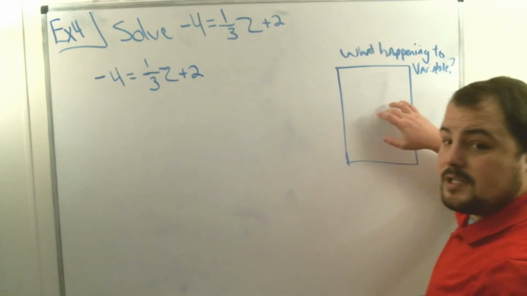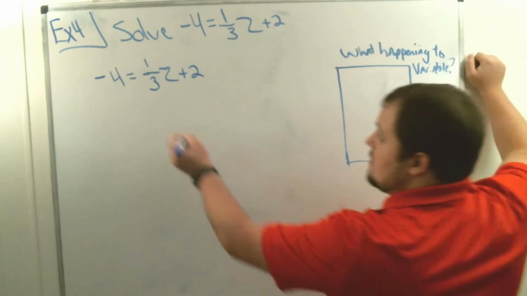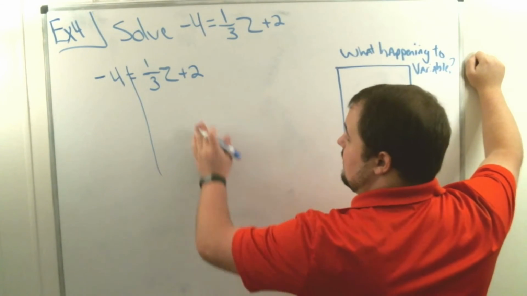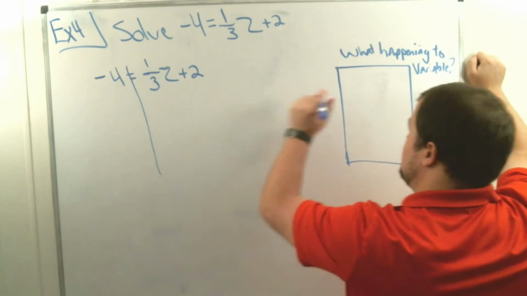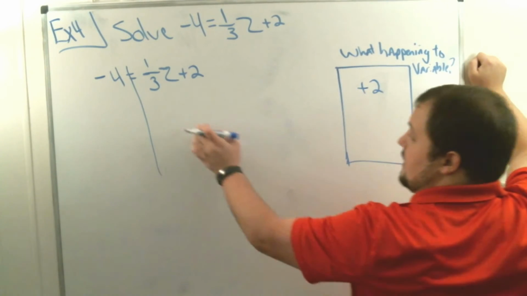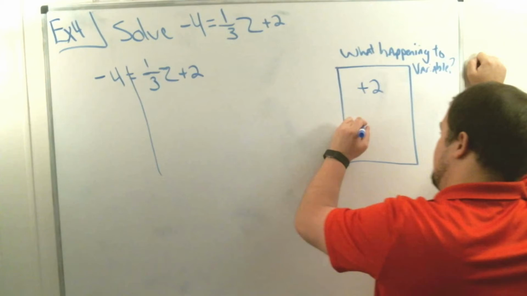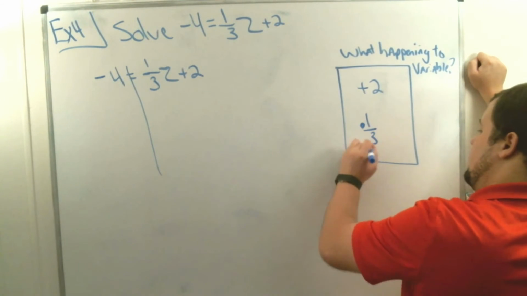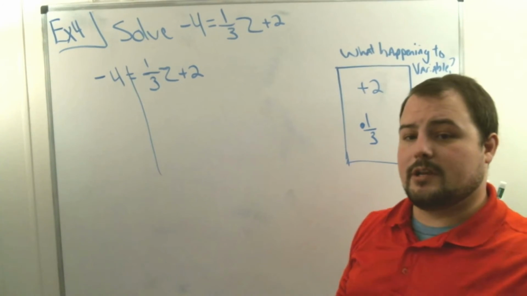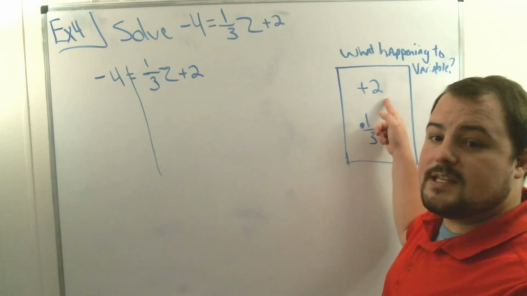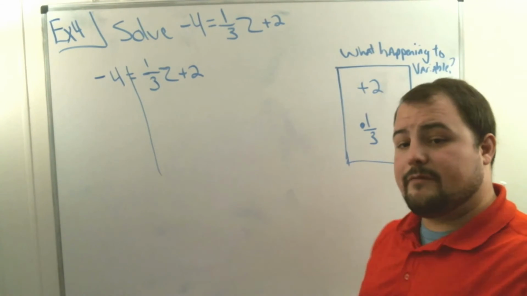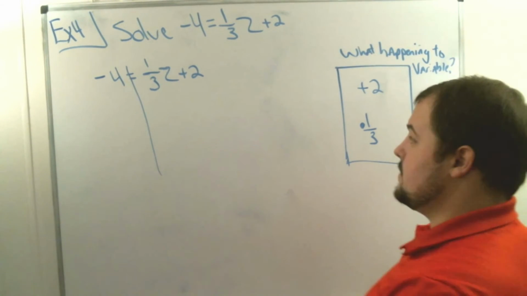Over here, I'm going to write down what's happening to our variable. So I'm going to draw a line through my equal sign. And looking at the variable, I have z plus 2, so I have plus 2. And then I have 1/3 times z, so I have times 1/3. So these are the 2 things I want to get rid of. First thing I'm going to get rid of is adding 2. Then I'm going to get rid of my fraction by multiplying by the inverse.